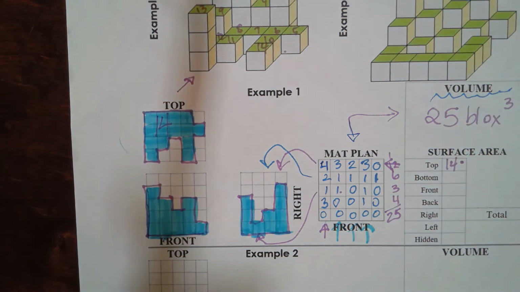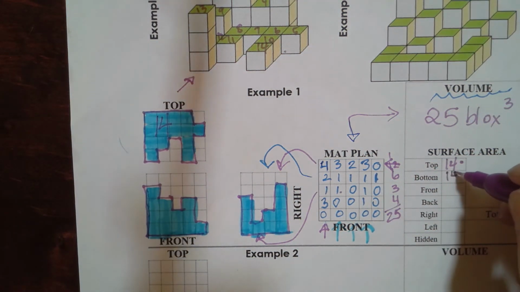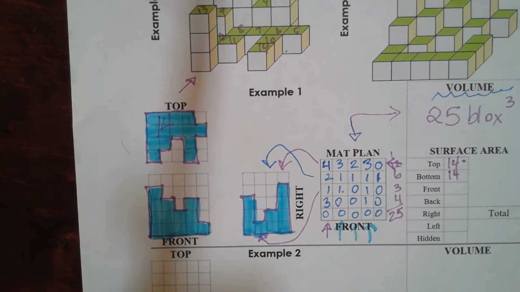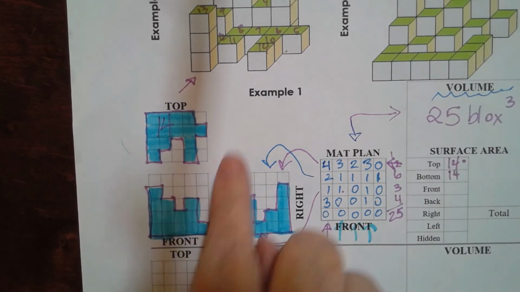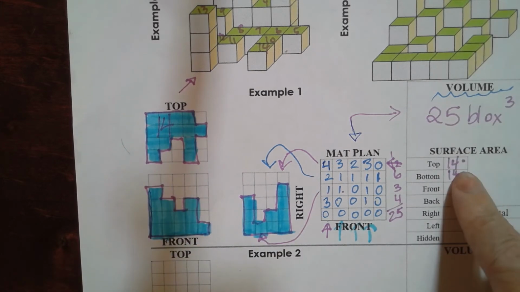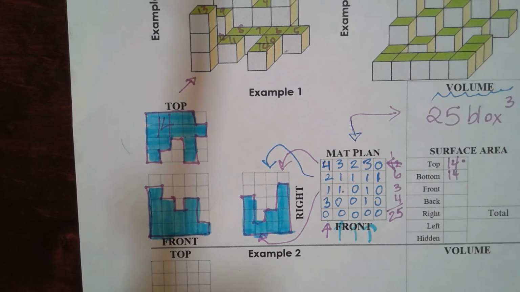And I could turn the whole thing upside down and count those, but it turns out the number from the top is identical to the number from the bottom. So all I had to do was count up all of these shaded regions, put that for top, and duplicate the number for the bottom. So that part was not so difficult.